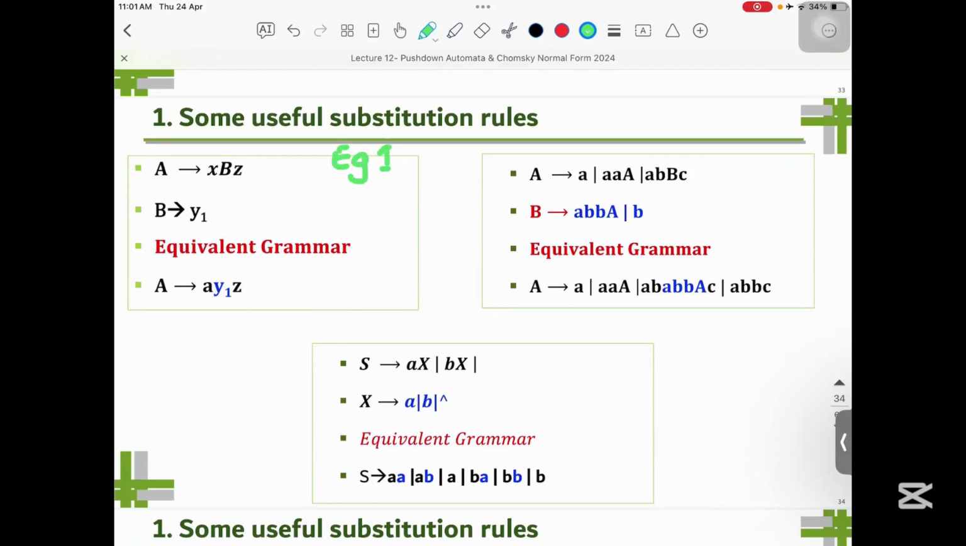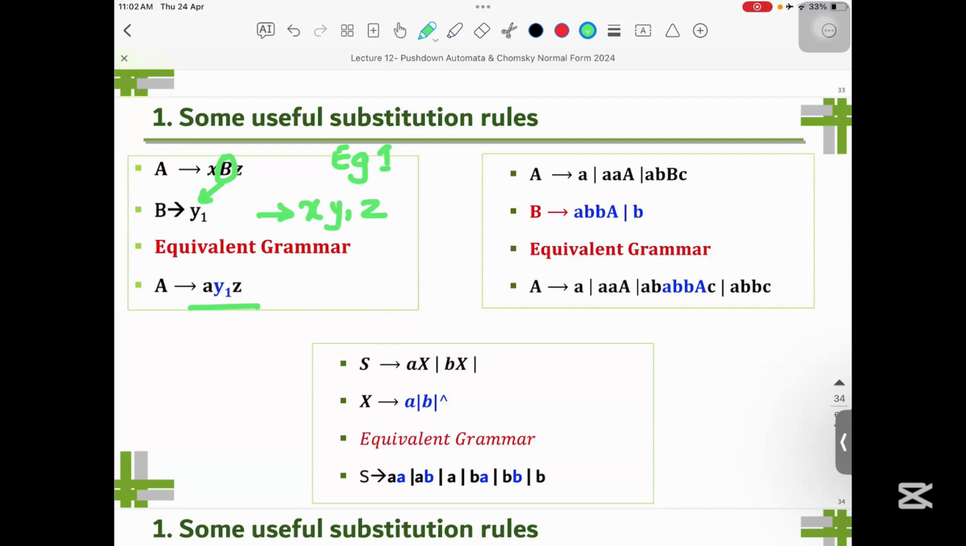Okay, in that case, if you can see, we have A implies X, B, Z, and B implies Y1. So here B has only one possibility. So what I can do is simply substitute here, instead of B, I will write Y1. So I can write that it is X, Y1, and Z.